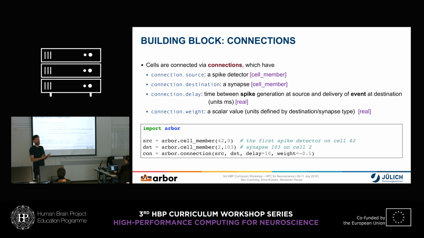So you can have multiple connections coming into a single synapse, and each time an event comes along, it will have the weight associated with that connection, which can be used. How this weight is used really depends on the type of synapse and how that synapse interprets it. So there are no units associated with this weight. It's specific to the connection type. So again, if we wanted to make a connection that goes from cell 42, the spike detector on cell 42, to the 104th synapse on cell number 2, we would make two cell members for the source and the destination, and we would then create our connection like this, source, destination, and specify the delay and the weight.